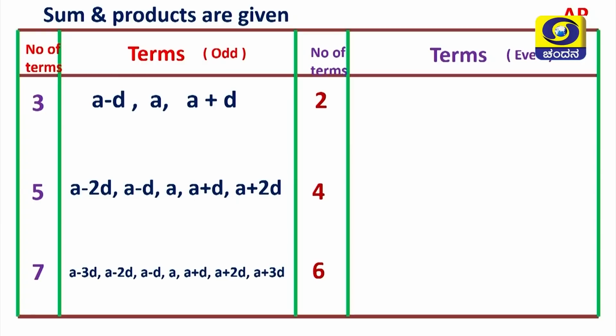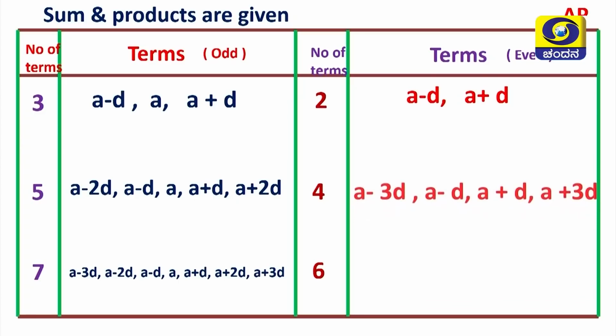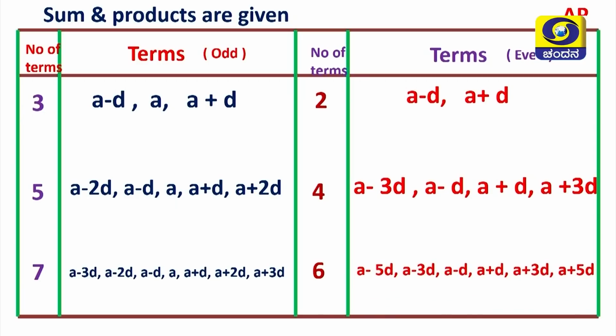So, if you have an odd number of terms, the common difference is d, correct? Now, if you come to even terms: a minus d, a plus d are 2 terms in AP. For 4 terms in AP, this is the way you have to write, and see the difference. The difference is 2d. The difference between the second and the first is 2d, the third and the second is 2d, the fourth and the third is 2d. This is just to facilitate you. Similarly, if there are 6 terms, the difference is 2d. You can verify, okay? So, if you have an odd number of terms, the difference is bound to be d. If you have an even number of terms, the difference is bound to be 2d.